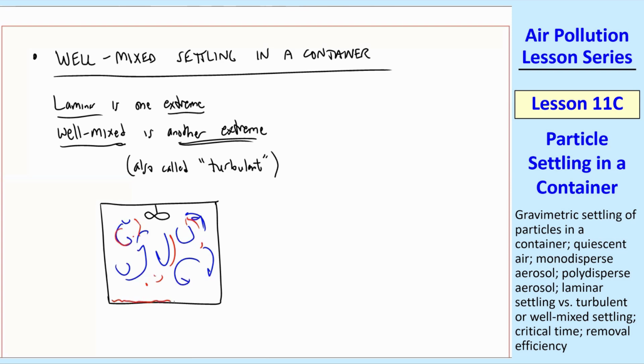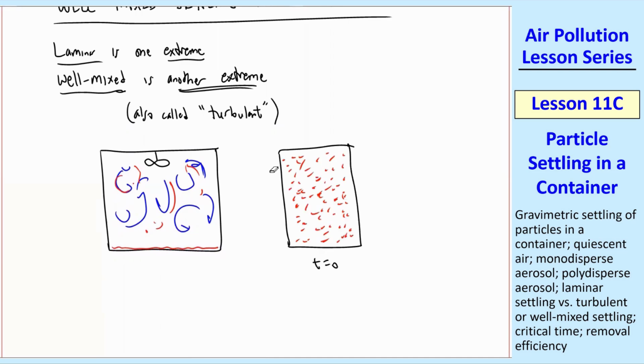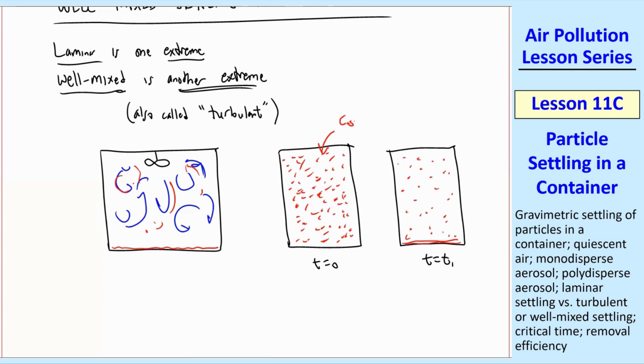But they're also settling with time. So this is a little harder to sketch, but let's look at two different times. At t equals 0, we have a random distribution of aerosol particles uniformly distributed. At some later time, we have still uniform distribution, but there are much fewer particles because some of them have settled out. So this is our initial concentration, C naught, and this will be our concentration at T1.